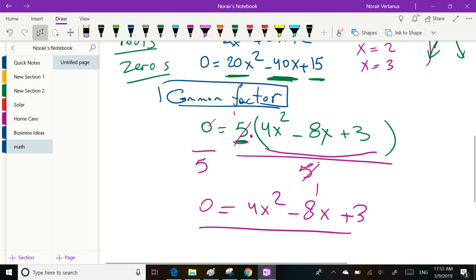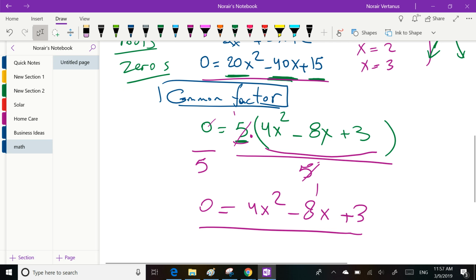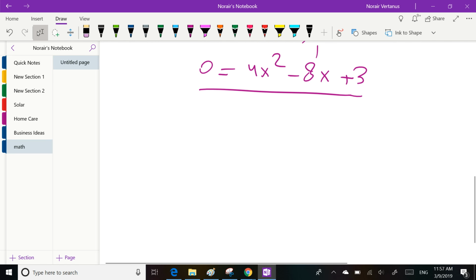So we compare this with this one. You see that the numbers are much smaller and it's easier to factor. So let's factor that using a rectangle and diamond.